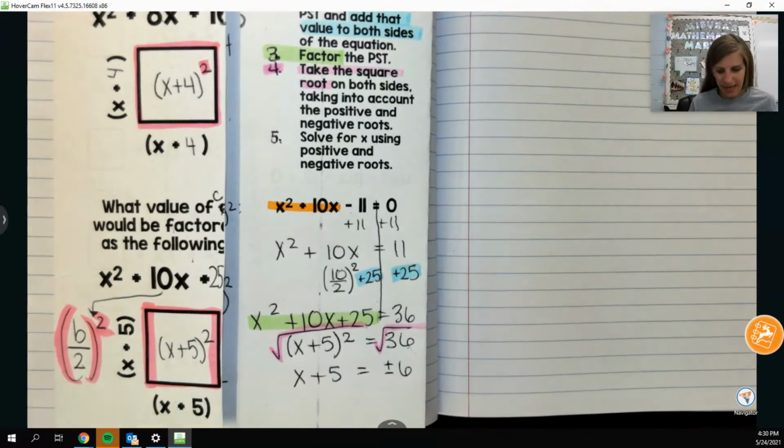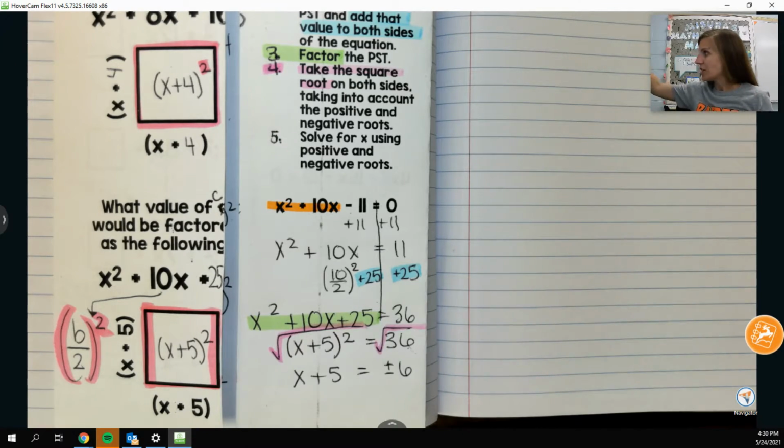And then the last step, oh my gosh, I'm out of colors. Nope, I swear I have a purple somewhere. There she is.